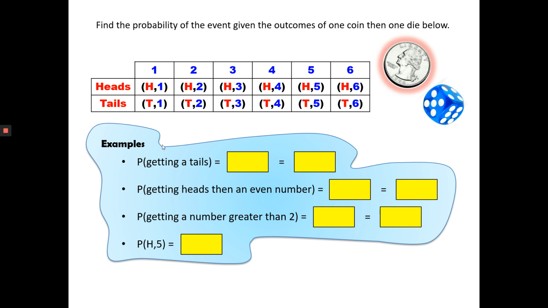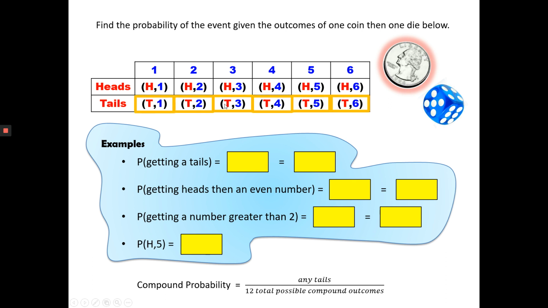So what's the probability of getting a tails? Well, if you're looking at these probabilities here, probability of getting any tails is this entire bottom row right here. The entire first row or top row is dealing all with the heads coming first. So the tails coming first is this entire row right here. And that's going to be 6 out of the 12. So that's what you're going to get here for this answer. And then when you simplify it, should simplify to 1/2. So the probability of getting a tails first and then anything on the die is going to be 6 out of 12 or 1/2.